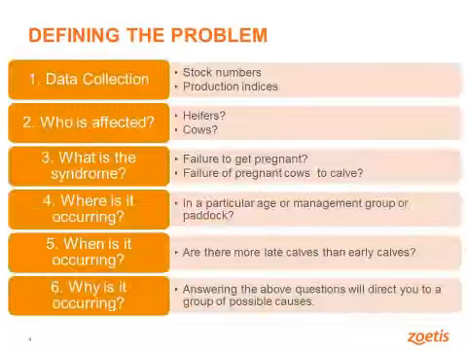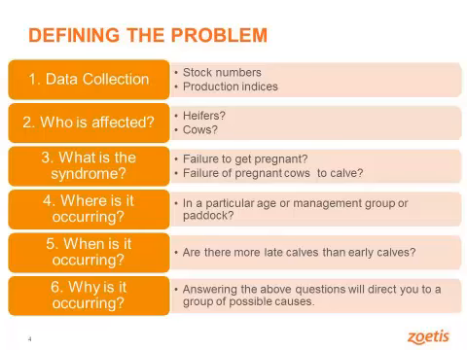Defining the problem. The process to define the problem involves a number of steps. The first step is data collection, and this is as simple as collecting up your stock numbers and using those stock numbers to generate production indices. The second step is asking who is affected. Is the problem localized to heifers, or is it localized to cows? It may be a problem that is occurring in steers or growing cattle.